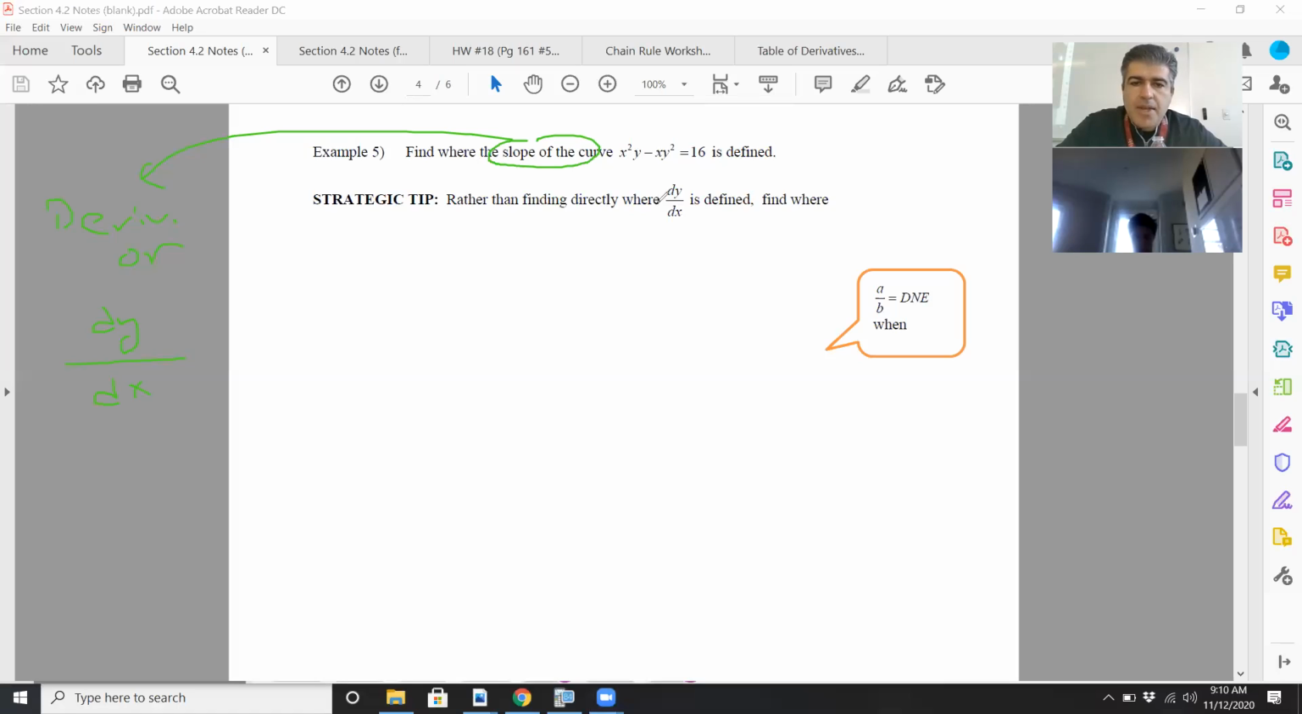And one tip is that instead of finding where dy over dx is defined, find where dy over dx is undefined. Now, when is something undefined, or when does a fraction not exist? That's when your denominator equals 0.